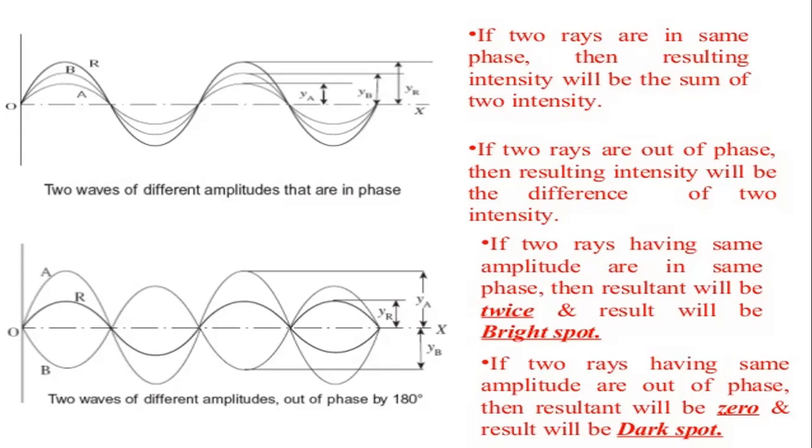So you can see the different types of wavelengths. Two waves of different amplitude that are in the same phase, and two waves of different amplitudes out of phase by 180 degrees. So they have two different amplitudes with 180 degrees of difference. That is the difference there.